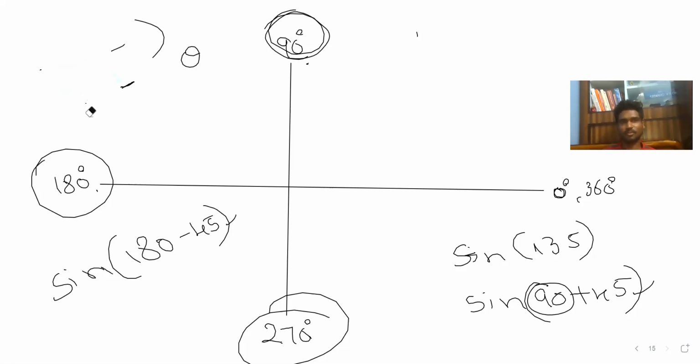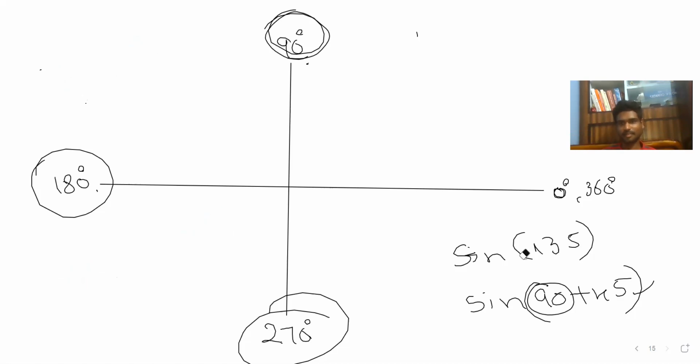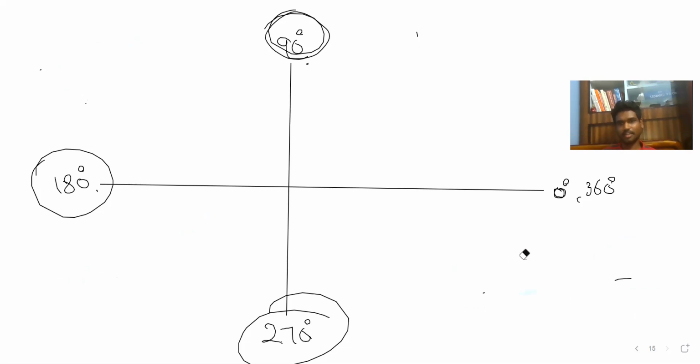Before that, I will tell you one thing. Remember this: whatever the angles, you have to divide using the fundamental angles, 90 plus something or 180 minus something, 270. After dividing that, what will I do? First see this. Now you need to know the signs of trigonometric functions in quadrants.